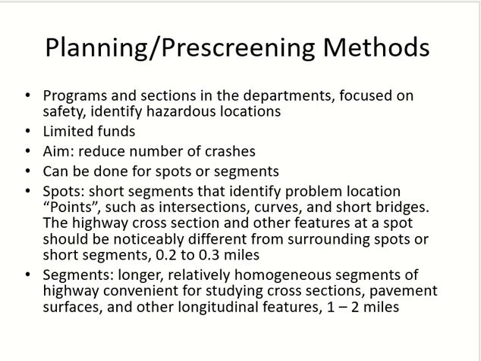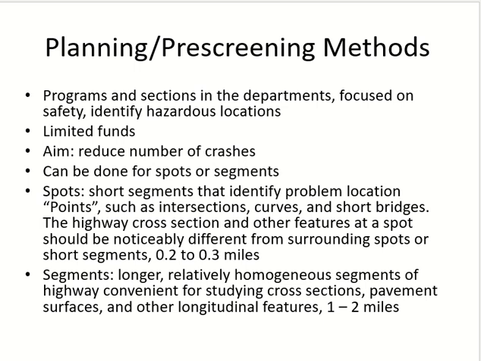The collision analysis can be done for spots or segments. So a spot is like a point. For example, an intersection is a spot. And a segment is a segment, which has a longer length. You can select a spot which is part of a segment. You can select a small part of the segment and term it as a spot.